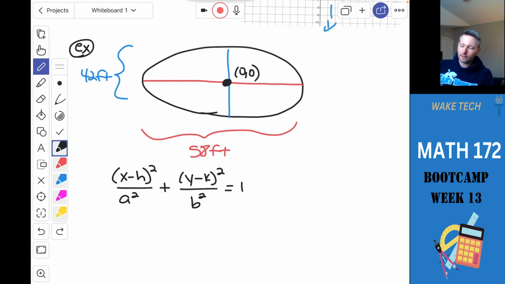H and k are really convenient here. H and k come from the center of the ellipse, and in our case, h and k are both 0. So we can put zeros in place of h and k. That gives us x squared and y squared in those numerators.